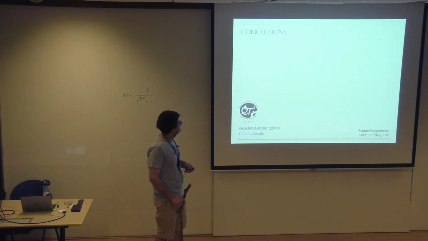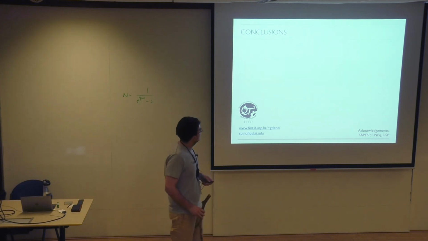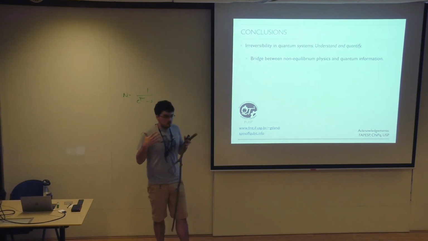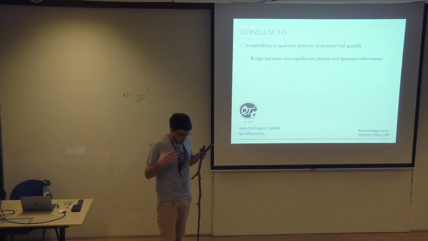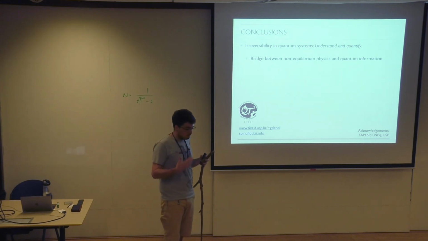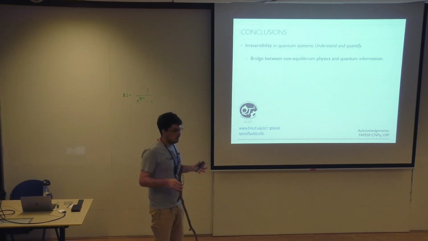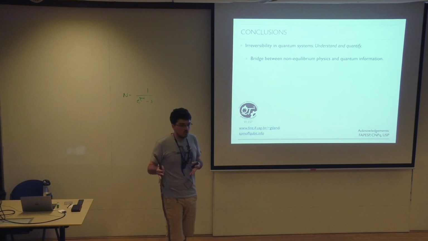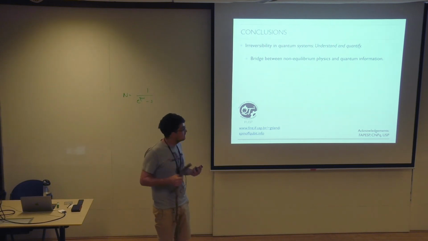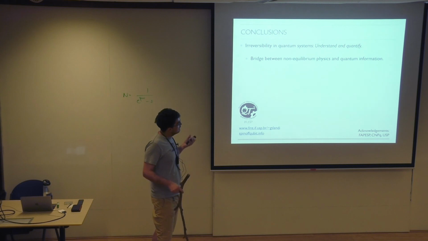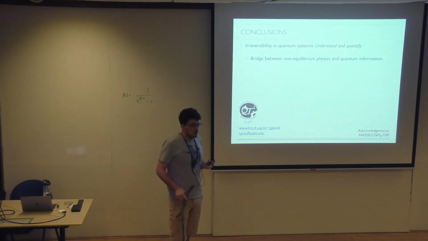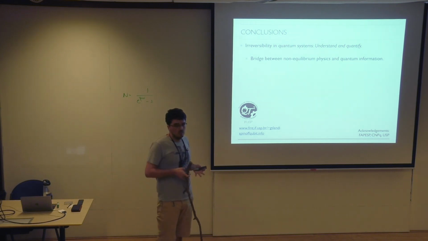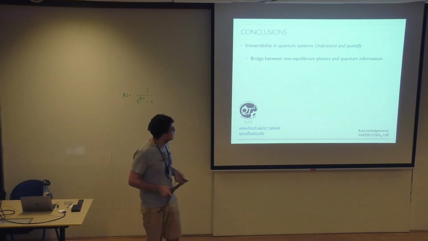Okay, essentially that's pretty much what I wanted to say. I think this notion of irreversibility is a very valid question: to understand when a process is irreversible or not, and what kinds of features give rise to irreversibility in quantum processes. I think it's a nice way of bridging between quantum information and non-equilibrium physics, which is something I'm particularly interested in. I think this idea of understand and quantify is a good approach. I'm really interested in understanding where irreversibility comes from, but I also want to be able to quantify it in an operational way.